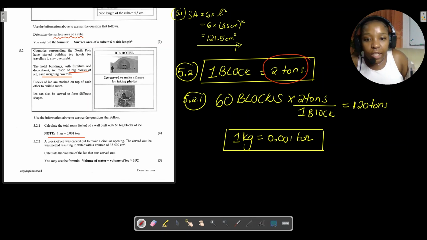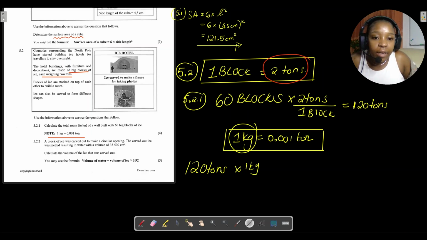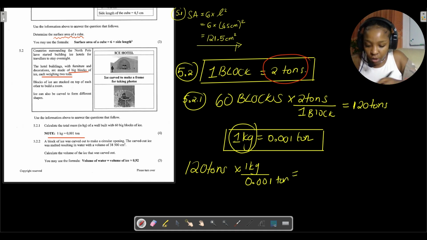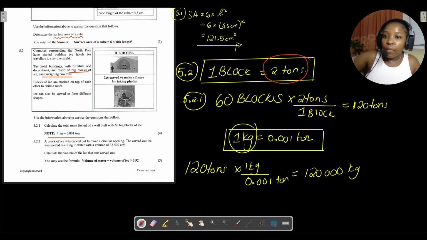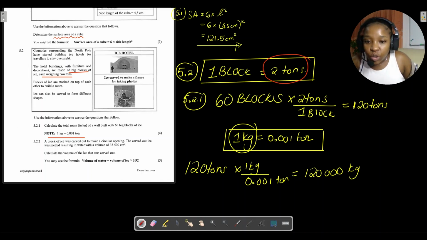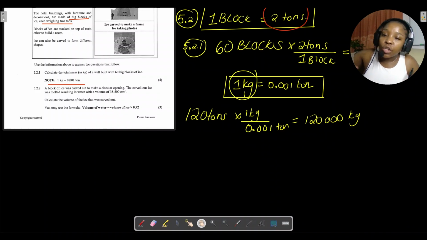Then 120 tons, we're converting to kilograms. Multiply by what you want, divided by what you have. Obviously, the other value there, 0.001 ton. What do you get as your answer? 120,000 kgs. Okay, so we have converted the 60 big blocks of ice into kgs. Cool stuff.